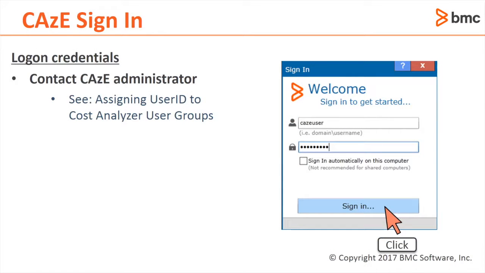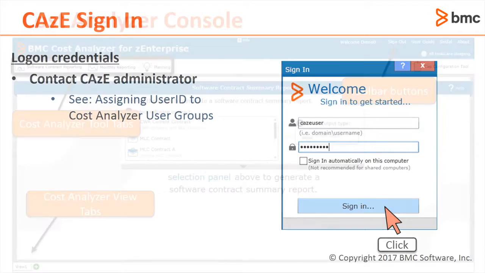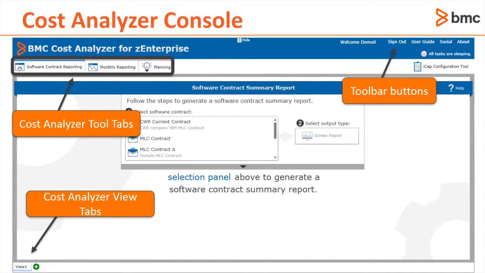You will log on to CAzE using the user ID and password provided to you by your CAzE administrator. Access to the various functionality in CAzE is determined by which user group your ID has been assigned. After logging in, the Cost Analyzer console is displayed. The Cost Analyzer console consists of various tabs and clickable buttons to navigate through CAzE's functionality.